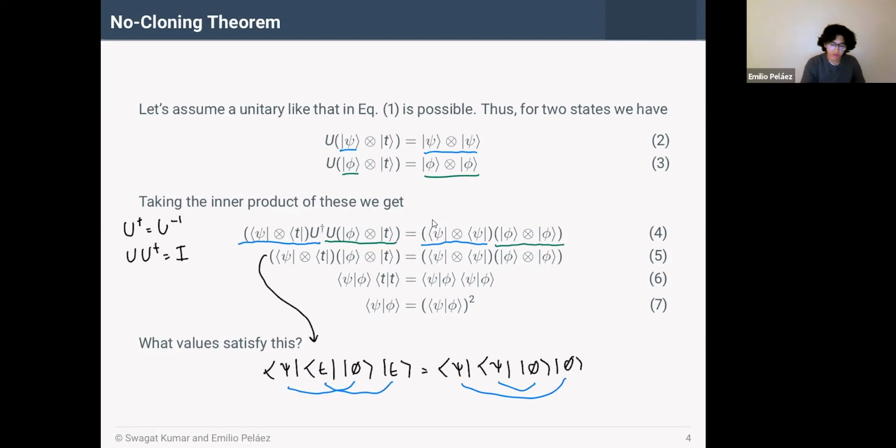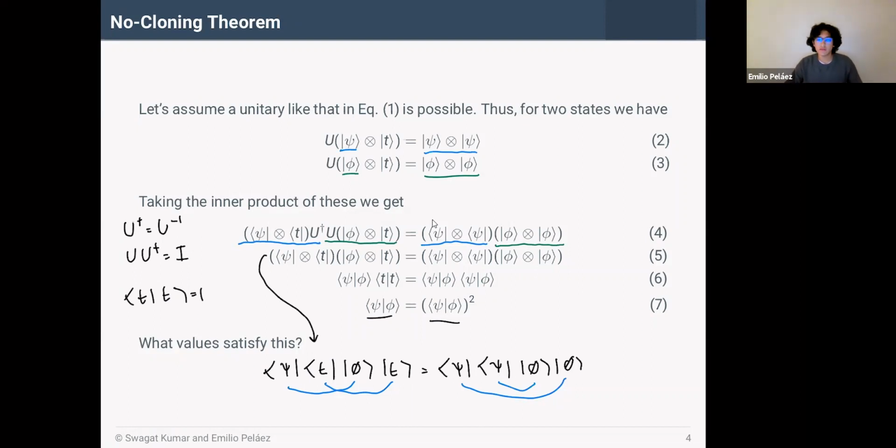And here we have the inner product of a vector with itself. And the inner product of a vector with itself will just be its magnitude. And since these are all valid quantum states, the magnitude of the ket t is just 1. So this is just equal to 1. And that's how we get rid of it on equation 7. And in equation 7, we're just left with this times the same squared. So this is the relation between the state phi and the state psi, such that there can exist some unitary as in equation 1. So such that there exists a unitary that can clone the states.